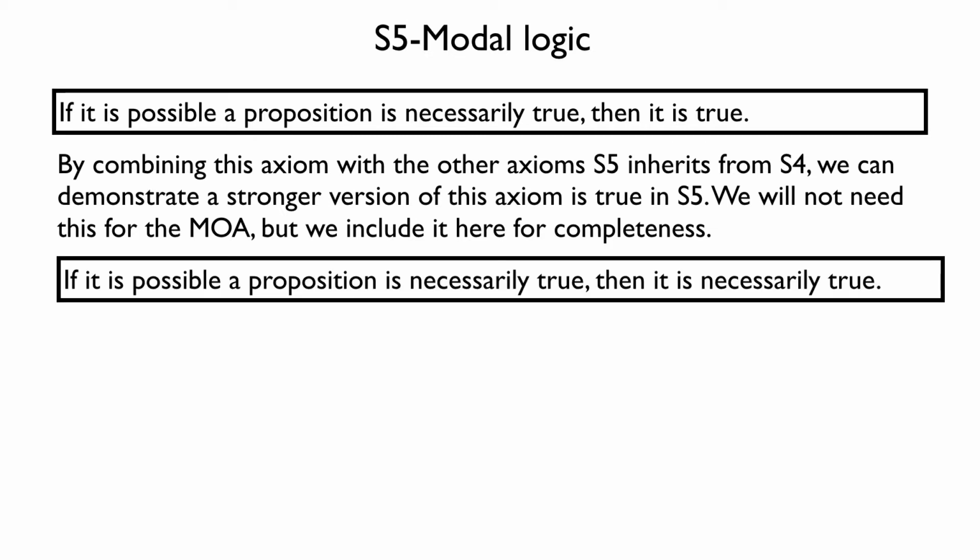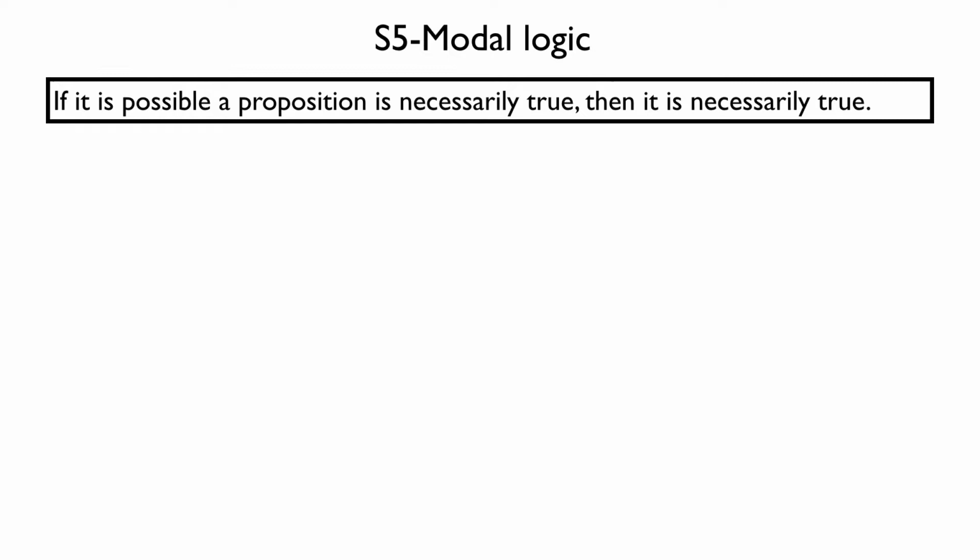So if it is possible a proposition is necessarily true, then not only must that proposition be true, but that proposition must be necessarily true. So if it is possible a proposition is necessarily true, then it is necessarily true. Now, this, if anything, is even more surprising than the previous version. And when I first saw this, I thought it was very confusing. What? Just because it's possible a proposition is necessarily true, somehow, magically, it follows that the proposition actually is necessarily true? How does that work?